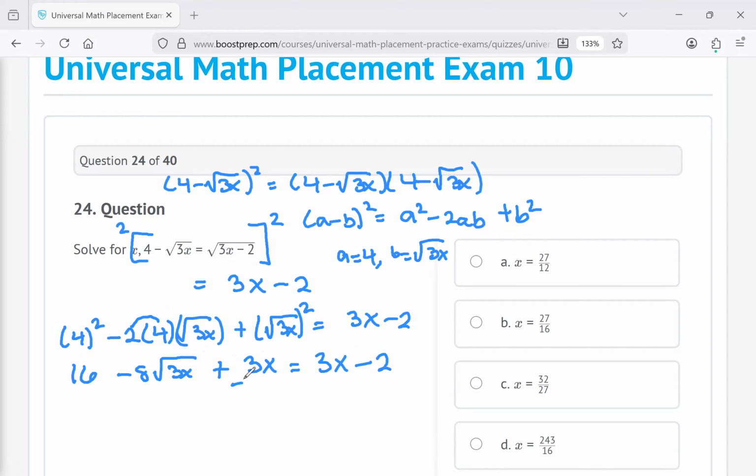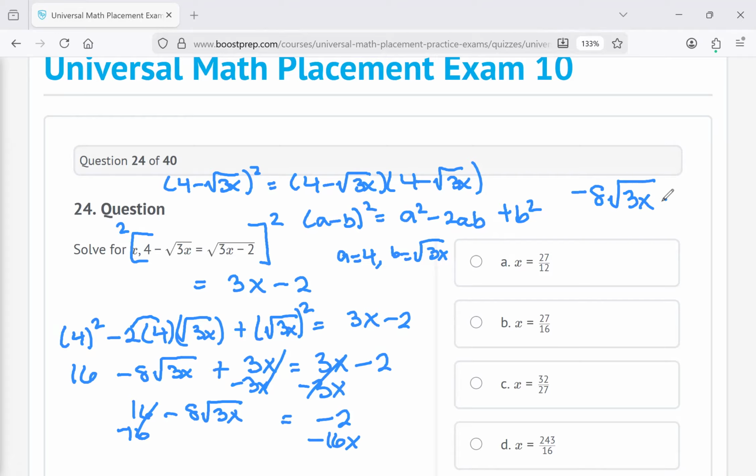Then I would subtract 3x from both sides. So it's going to be negative 2 equals 16 minus 8 square root of 3x. Then subtract 16 from both sides. Now you have negative 8 square root of 3x equals, sorry, negative 2 minus 16, that'd be negative 18. Then divide by negative 8 and get square root of 3x equals positive 18 over 8.